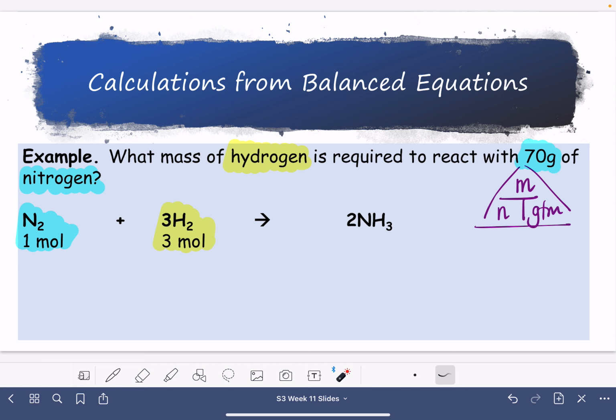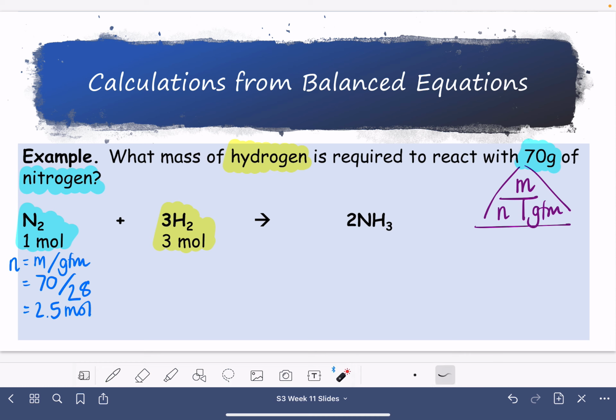How many moles am I starting with? We don't know that yet. We know that it's 70 grams, but how many moles is 70 grams? Let's work it out. Number of moles is mass divided by gram formula mass. So the mass is 70. What's the gram formula mass? Well, nitrogen's relative atomic mass is 14 times 2, because it's diatomic, is 28. So we're doing 70 divided by 28, and you can do that in your calculator, and it comes out as 2.5, and our units are going to be moles, okay, because we're working out a number of moles.